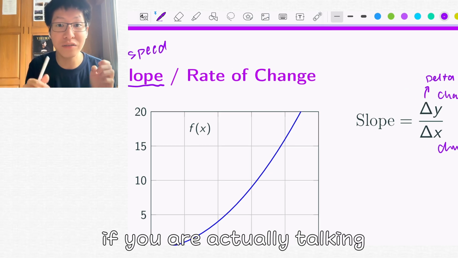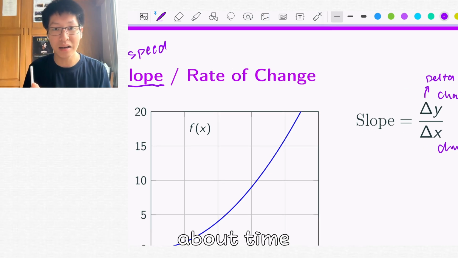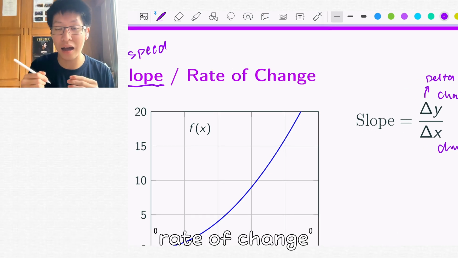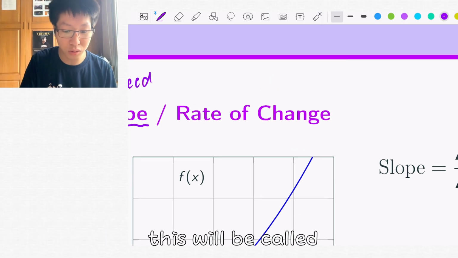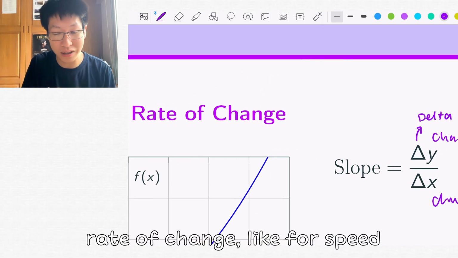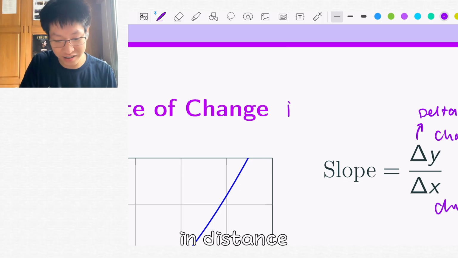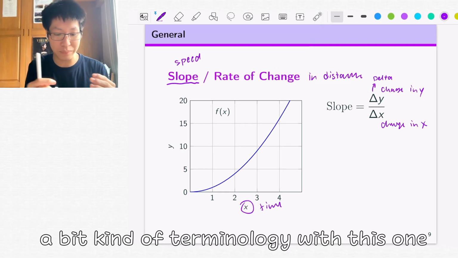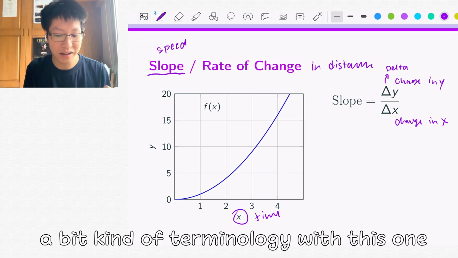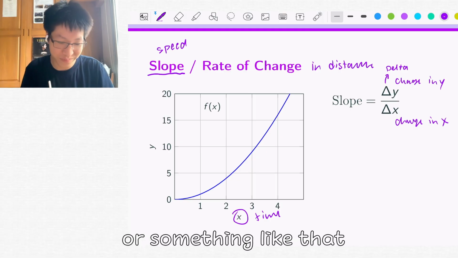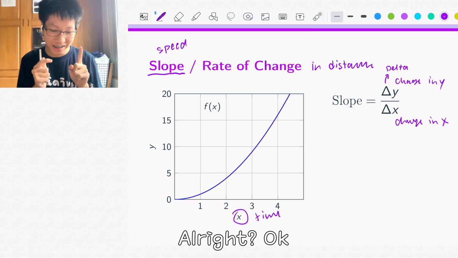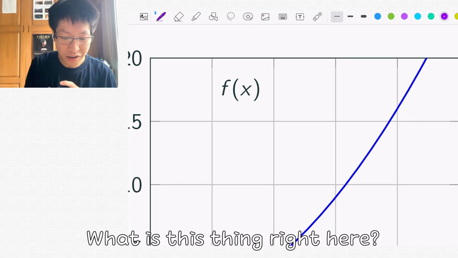And slope is essentially the same thing as speed, but in a more general context. If you're actually talking about time, it may also be referred to as rate of change. If this x-axis is referring to time, this will be called rate of change. Like for speed, it's actually the rate of change in distance. So I just want to give you a bit of terminology with this one. It's basically just a more general way of saying speed, something like that. All right. Okay, so with that out of the way, what is this thing right here?